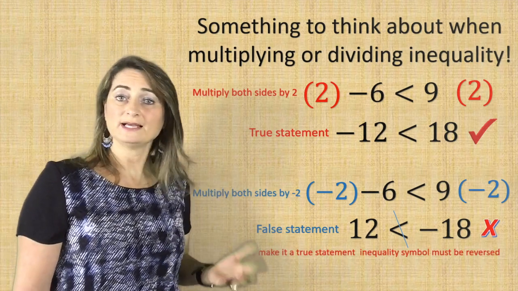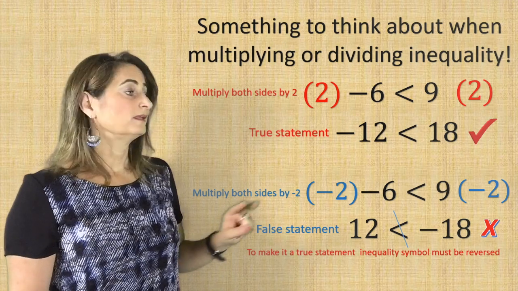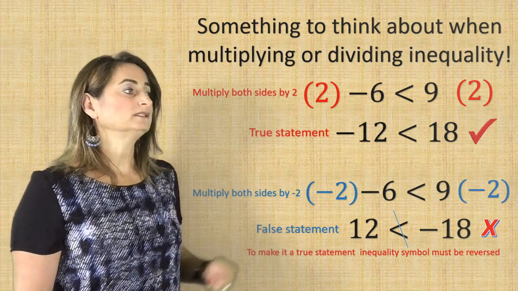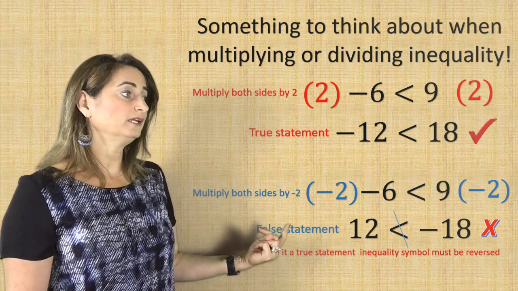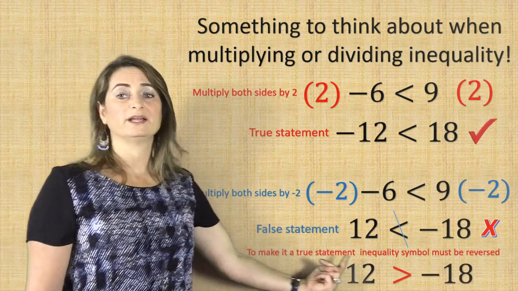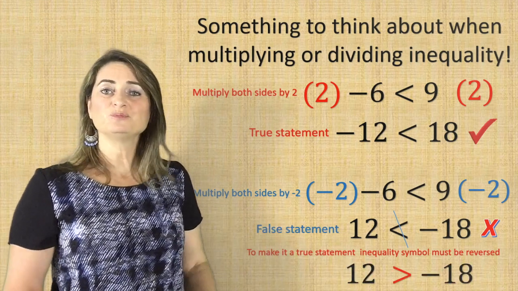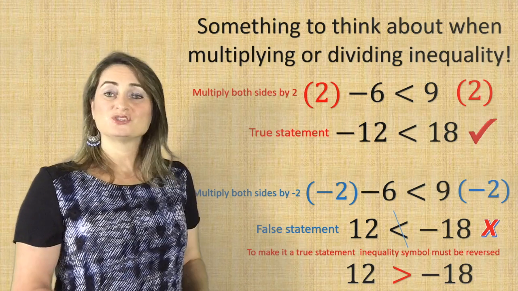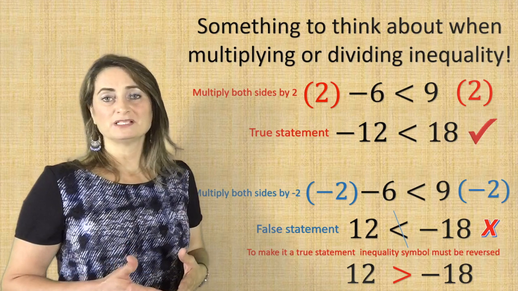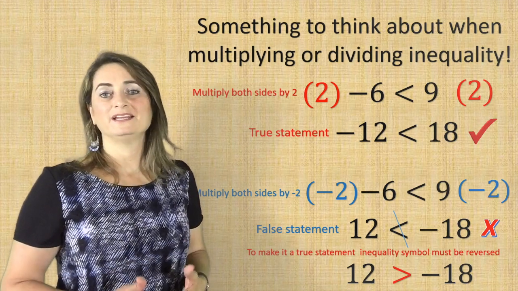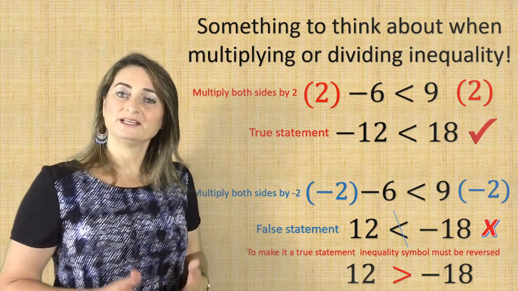How can we make that statement true? The inequality symbol must be reversed. So reverse the inequality to make 12 more than -18, which makes it a true statement. So multiplying positive numbers is not the same as multiplying negative numbers in inverse operation for inequality.